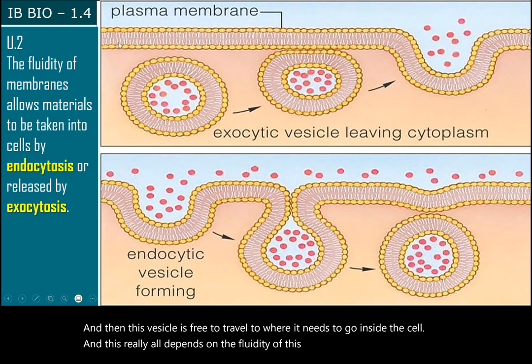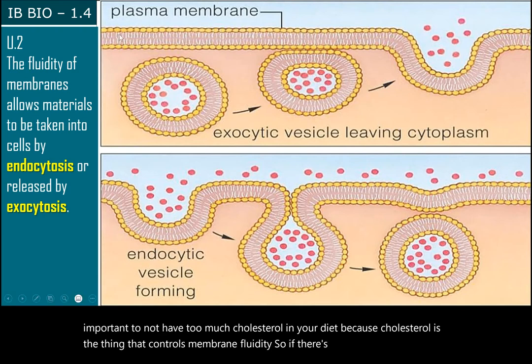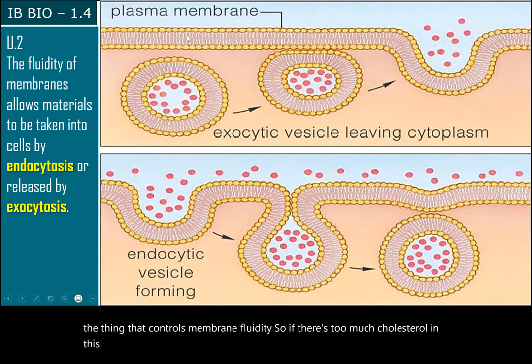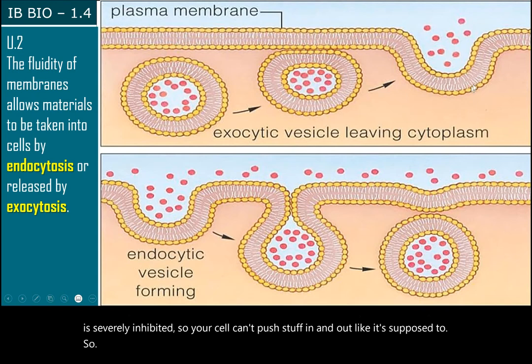Now, that's why it's important to not have too much cholesterol in your diet, because cholesterol is the thing that controls membrane fluidity. So if there's too much cholesterol in this membrane, then it gets stiff. And this process of endocytosis and exocytosis is severely inhibited. So your cell can't push stuff in and out like it's supposed to. So make sure you manage your cholesterol as you get older.